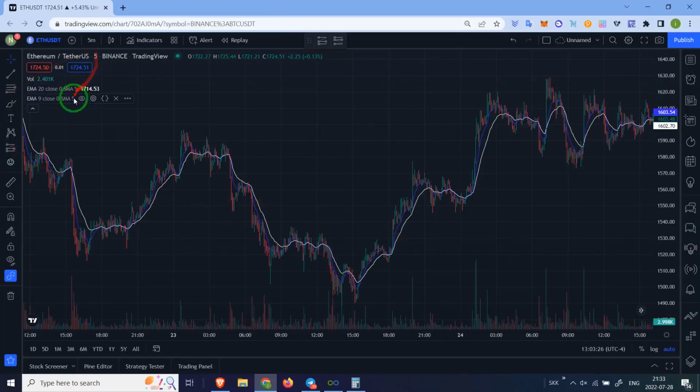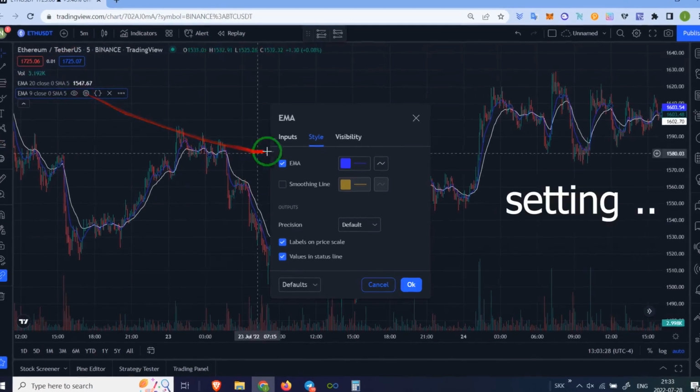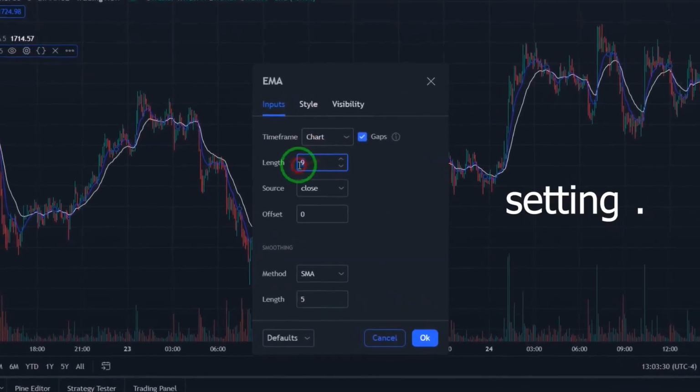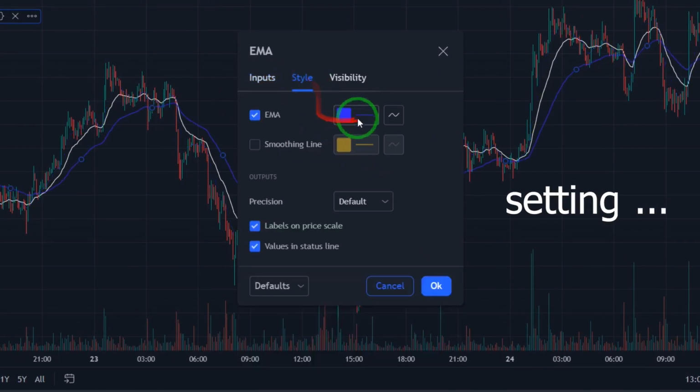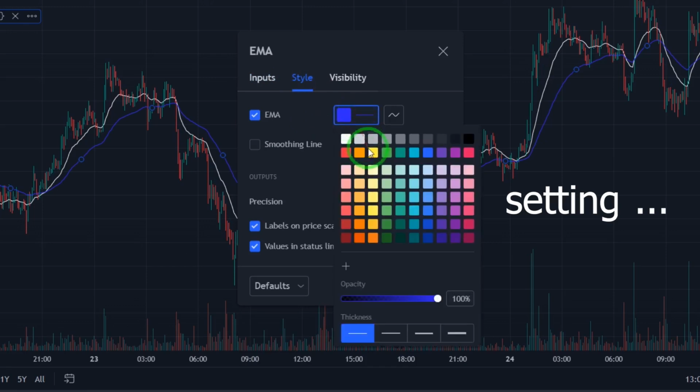Then, from the settings section, I set the second moving average input number to 50. This is our long-term moving average and shows the price movement over a longer period of time. I will change its color to yellow and increase its thickness.